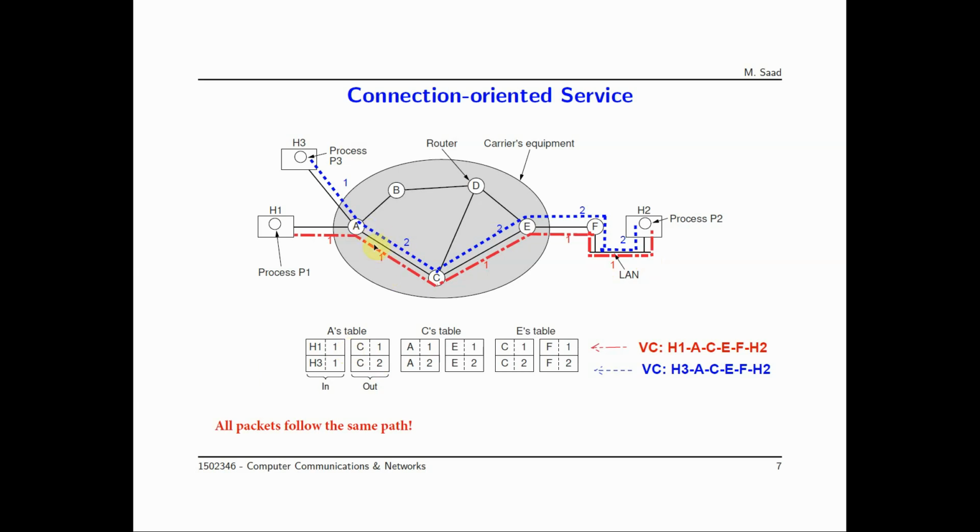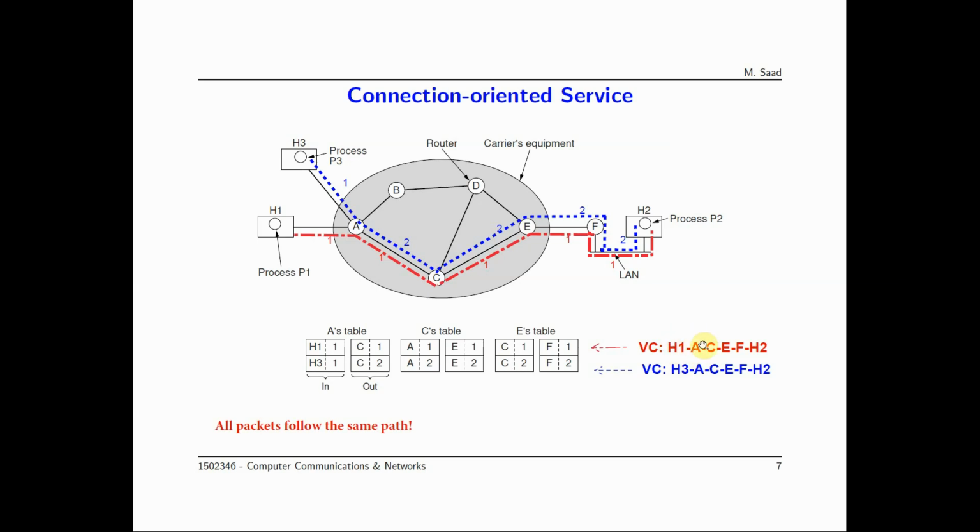Now, for router A, what is the outgoing device? It is router C. What comes after me on the connection, on the virtual circuit, on the path? It is router C. And what is the outgoing virtual circuit identifier? It is number 1 as well. So incoming device, host 1, outgoing device C, incoming device again.